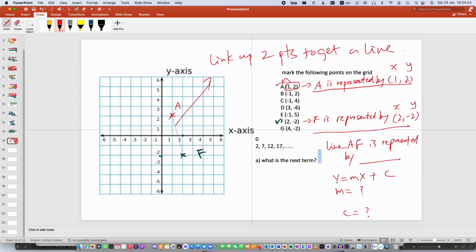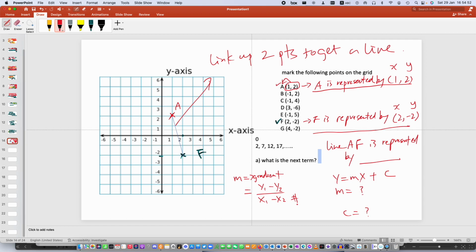Are you clear? So you must be wondering, how do I find m? M is also called the gradient. So m is equal to y1 minus y2 over x1 minus x2. This is the formula you memorize. So how do you find m? Repeat. How do you find m?